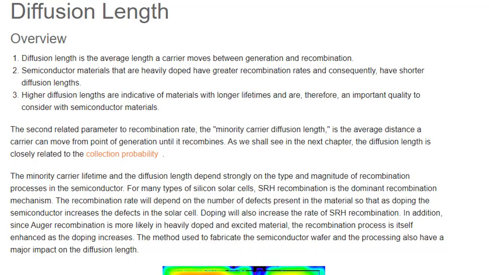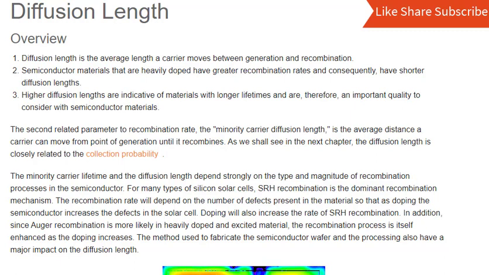Let's start. Diffusion length in semiconductors. Diffusion length is the average length a carrier moves between generation and recombination. Semiconductor materials that are heavily doped have greater recombination rates and consequently have shorter diffusion lengths. Higher diffusion lengths are indicative of materials with longer lifetimes and are, therefore, an important quality to consider with semiconductor materials. The second related parameter to recombination rate, the minority carrier diffusion length, is the average distance a carrier can move from point of generation until it recombines.